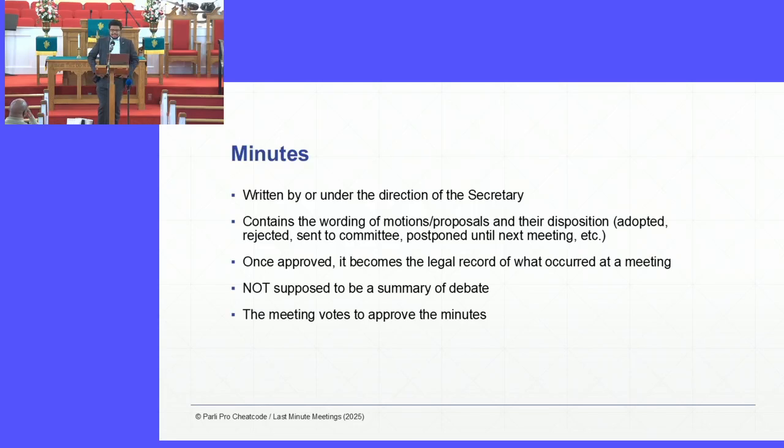And Robert says that when you are reading and approving those minutes at the start of the meeting, it's not supposed to be with a bunch of fanfare and whatnot. Basically, if you have corrections, bring them up, try to handle them by general consent, right? If not, put it to a vote really quickly, and then you can just vote to approve those minutes. Question, yes.